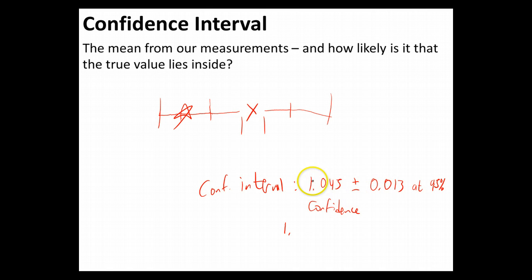And then the other way to represent your confidence interval would be to actually go ahead and do the subtraction, where we say 1.045 minus 0.013 is 1.032, and then we'd have 1.058. So there's two different ways we can represent that. We typically are just going to keep it in the plus-minus format.